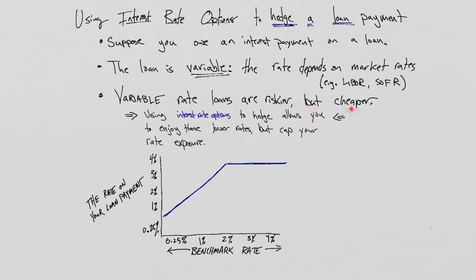However, the benefit is that because you take on more risk and the lender takes on less risk, they can be cheaper. They can offer you an interest rate that is lower than what currently fixed interest rates are offering right now. And so that's the appeal.